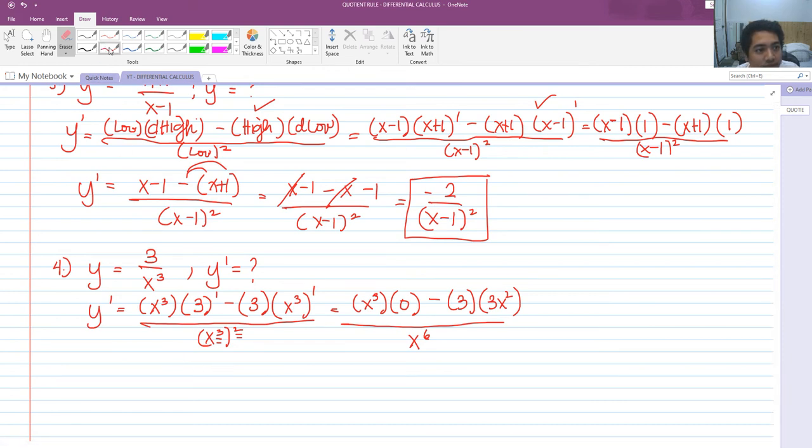So we have now, as you can see, this one would be 0. So in our example, this becomes 0 because the numerator is always constant.